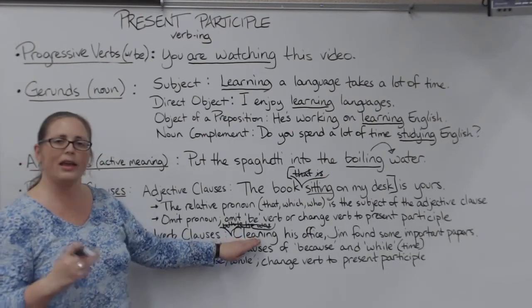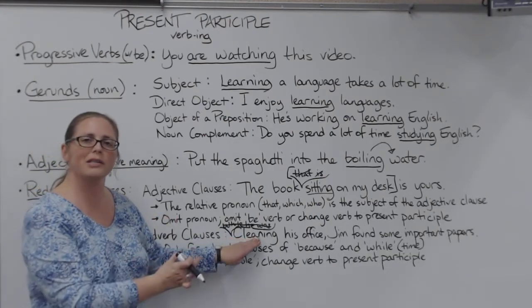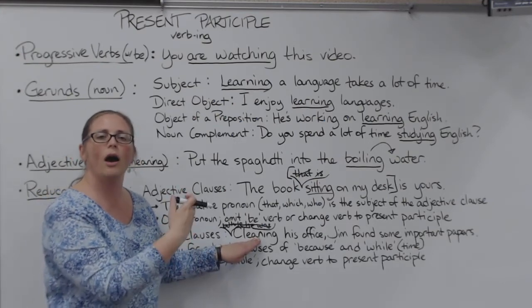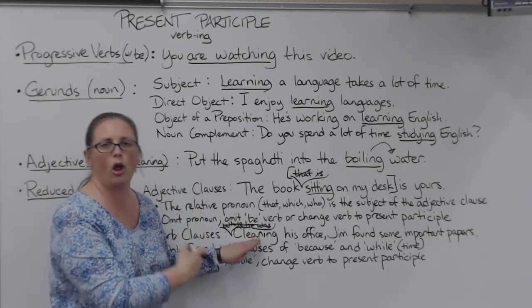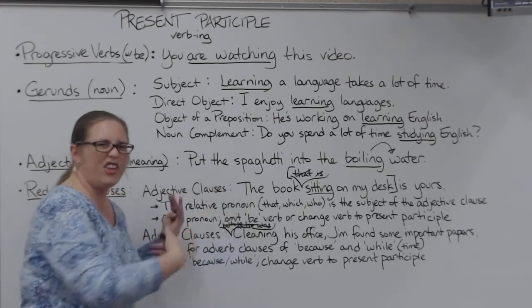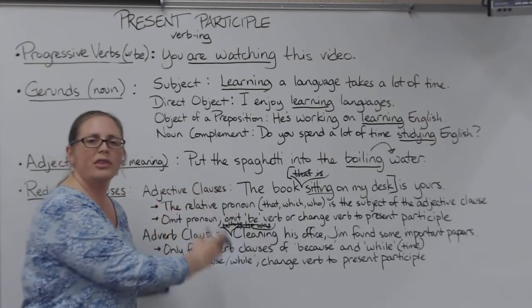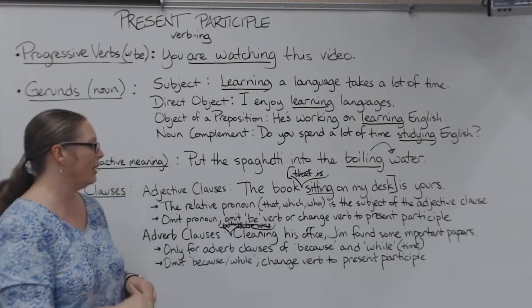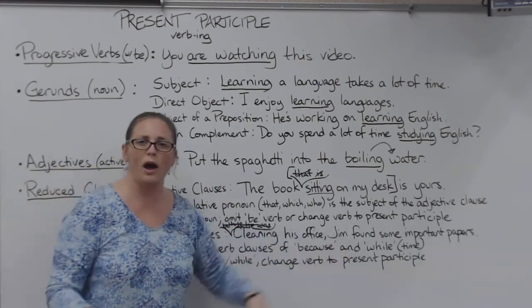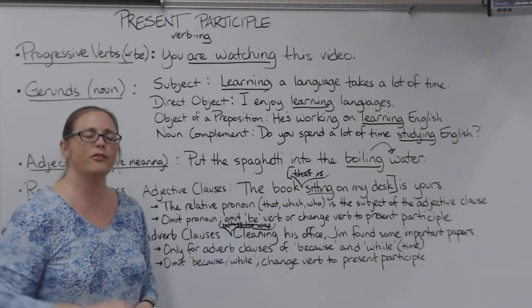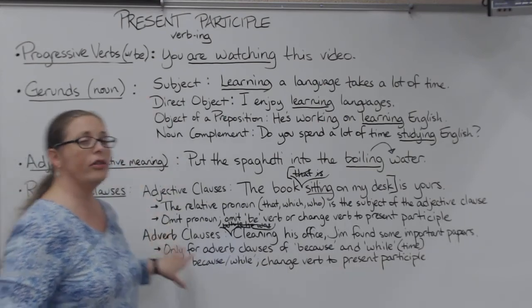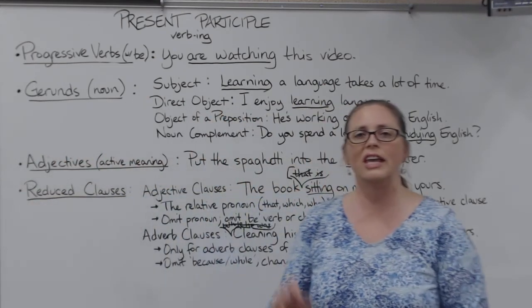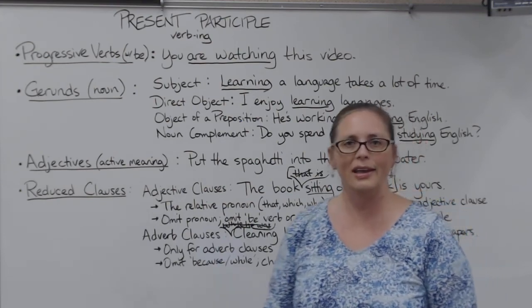Again, same thing. You have the present participle at the beginning of the adverb clause. So just take everything else out, put the present participle at the beginning. This is only good if it is the meaning of because and while. It's an active meaning. So these are all the different ways that you're going to use the ing form in English.